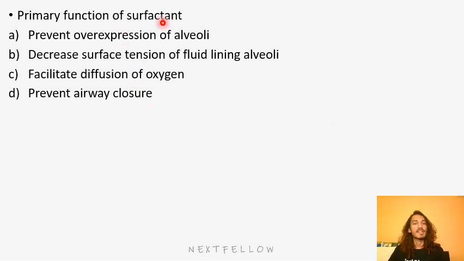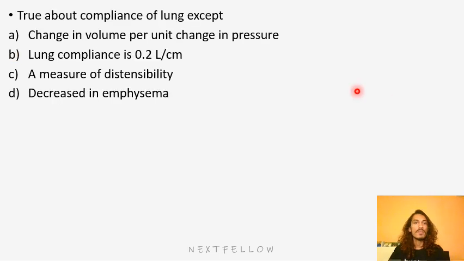Primary function of surfactant: what it majorly does is reduce the surface tension. This also prevents closure, not of the airway, but of the alveoli actually. But this is basically the whole deal. True about the compliance of lung: change in volume per unit change in pressure, that's true. The lung compliance is 0.2 liter per centimeter water, yes. Measure of distensibility, yes. More compliant means more volume it can accommodate for a small change in pressure, so it's more distensible.